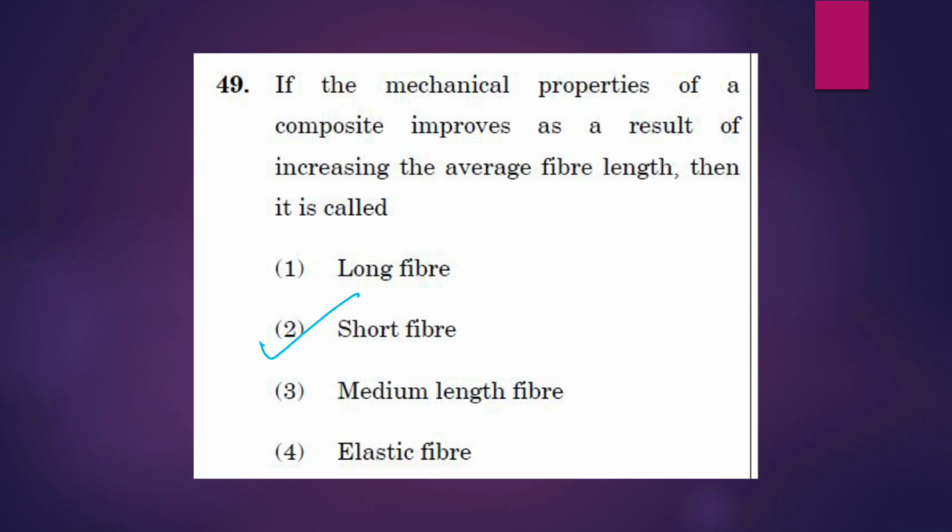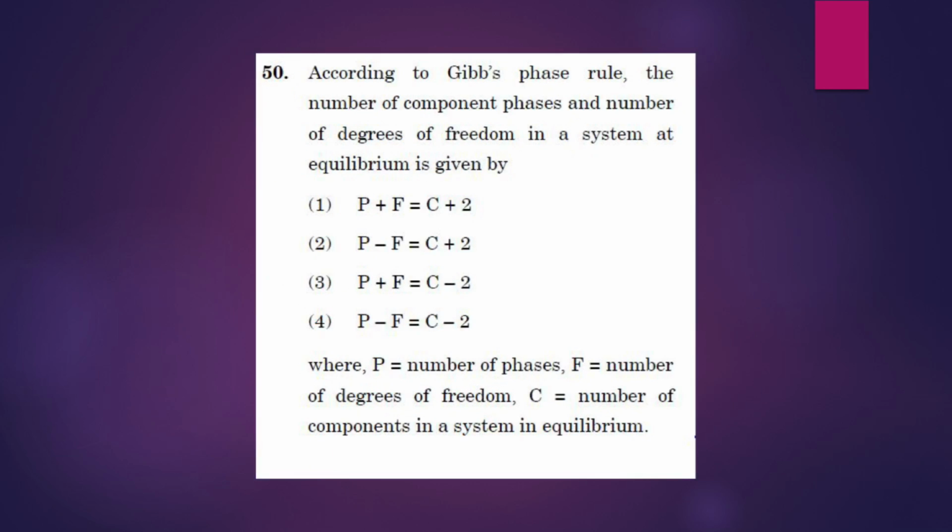According to Gibbs phase rule, the number of component phases and number of degrees of freedom in a system at equilibrium is given as P plus F equal to C plus 2. 1 is your answer. P is number of phases, F is number of degrees of freedom, C is number of components in the system, and 2 depends on the variable.